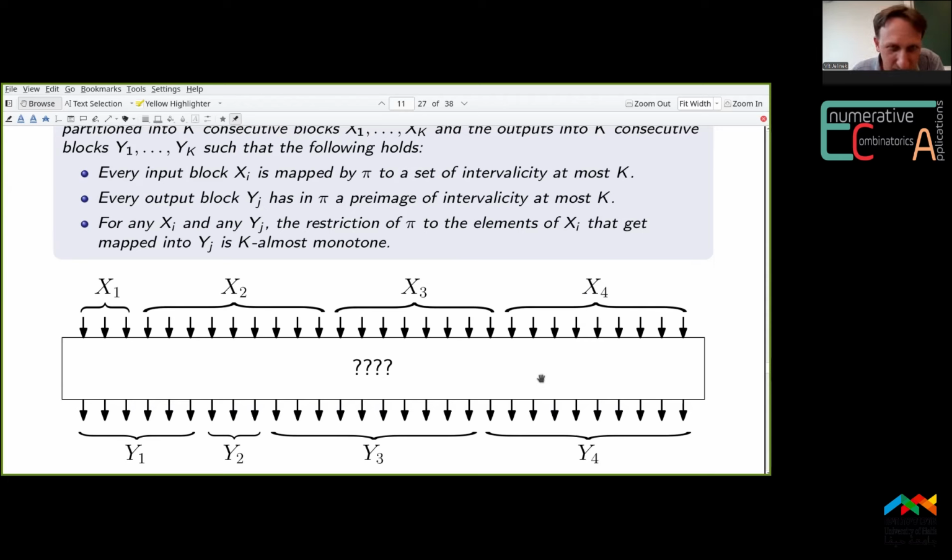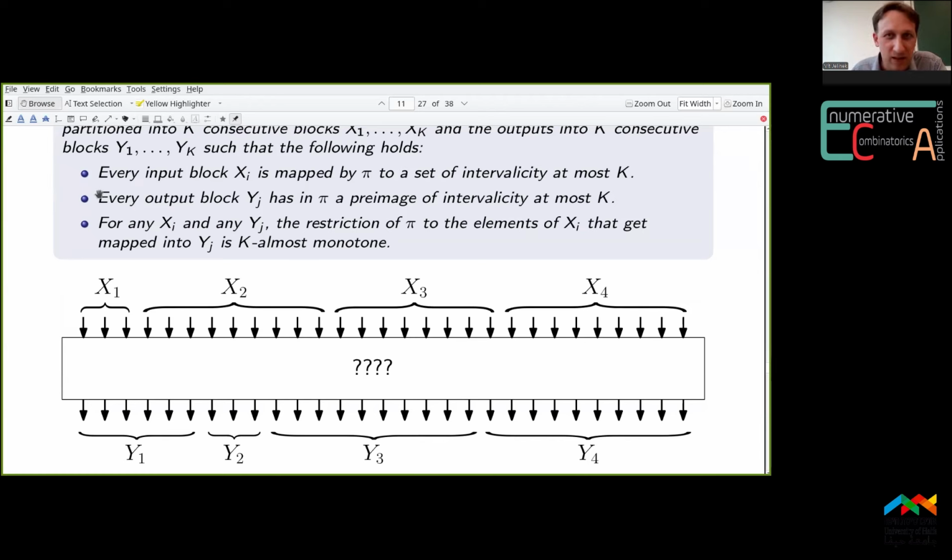cannot scatter them completely arbitrarily. It has to map them to a set of intervalicity at most k. So any input block is well mapped to a sequence of at most k consecutive blocks in the output. And symmetrically, if you look at any of the output blocks yj and you ask where all these elements came from, well, they could have come from at most k consecutive intervals of the input.